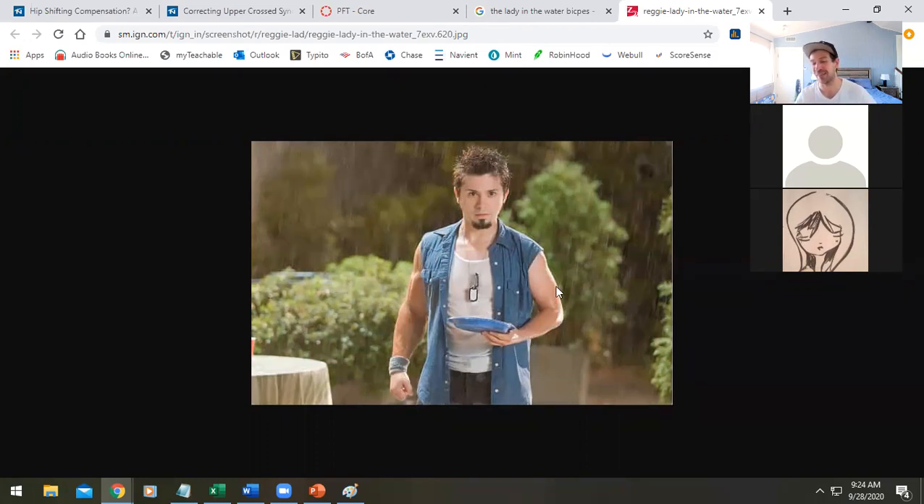Anyway, this is an example of an underactive muscle that's not pulling for as much force as it's supposed to. And this is an overactive muscle that's pulling too much.